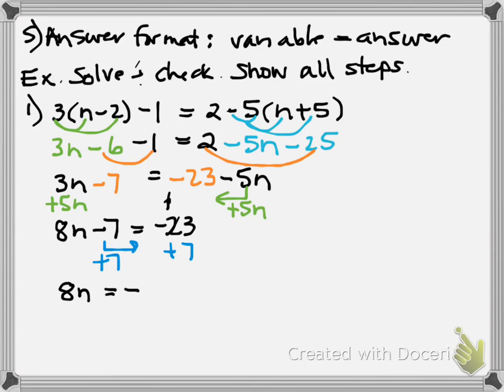Well, I'm going to rename this. Oops. So 13 take away 7 is 6. 1 take away nothing is 1. So I'm at the stage now where I've got 8n is equal to negative 16.